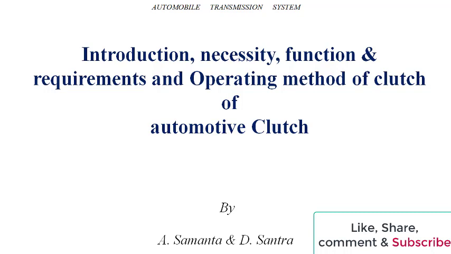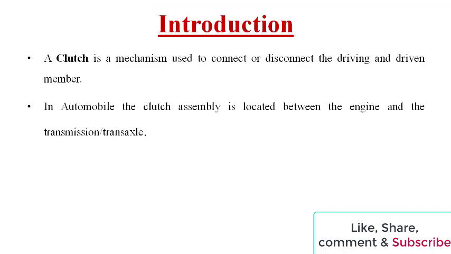In this video, we are going to discuss the introduction, necessity, function and requirement along with the operating method of automotive clutch. A clutch is a mechanism used to connect and disconnect the driving and the driven member. In automobile, the driving member is the engine and the driven member is our gearbox or transmission. In automobile, the clutch assembly is located between the engine and the transmission.